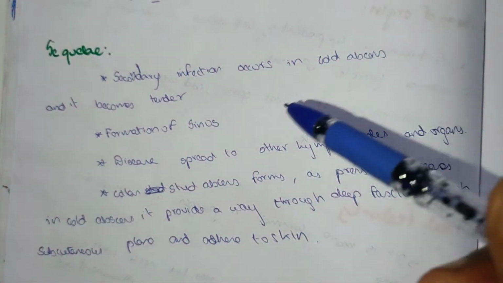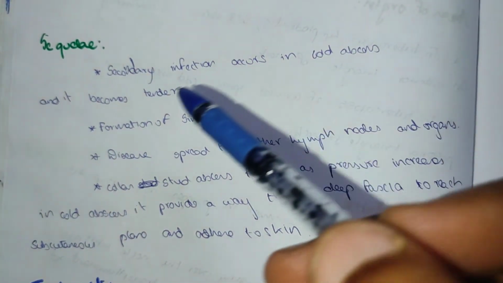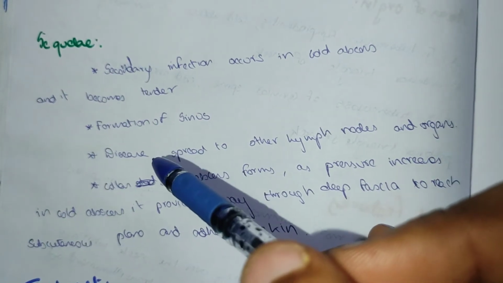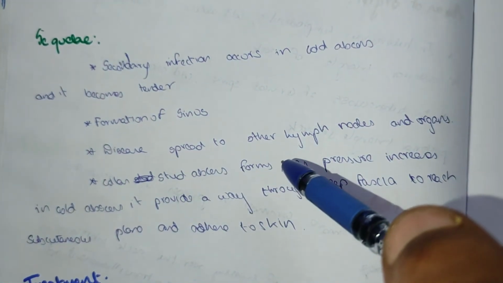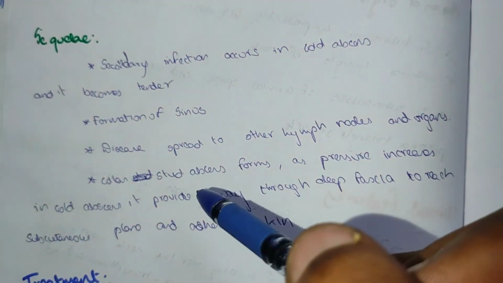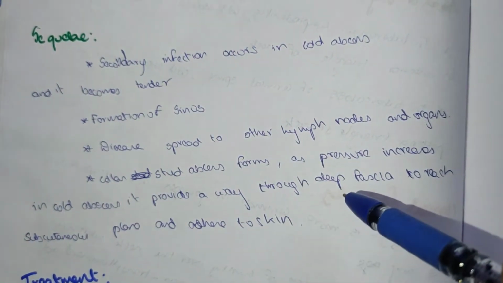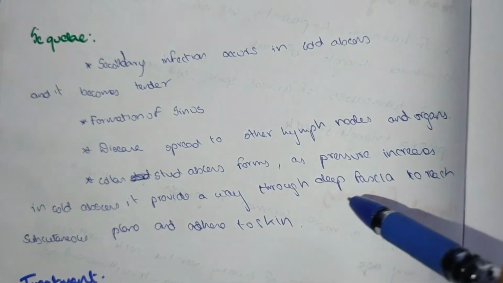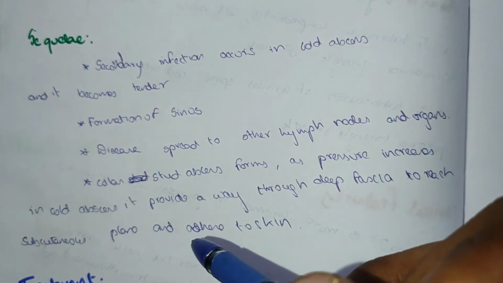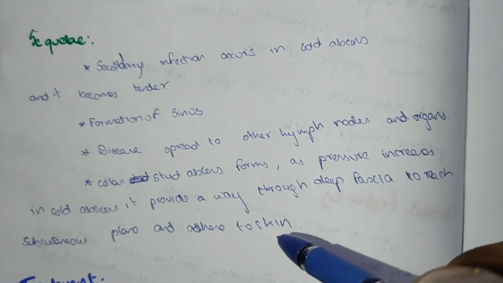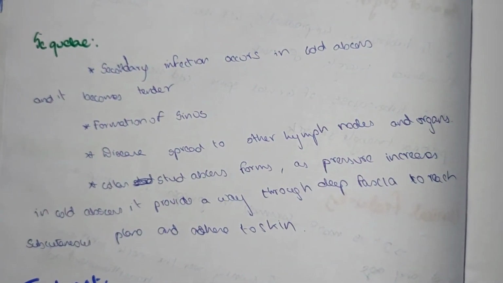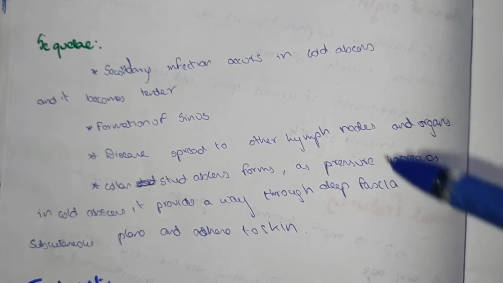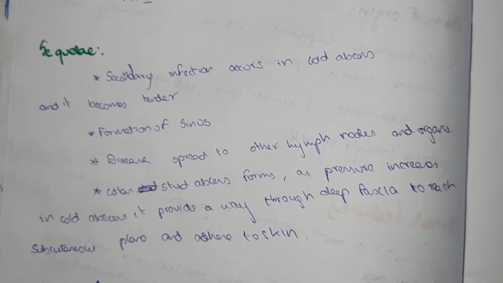Sequelae. Secondary infection occurs in the cold abscess and it becomes tender. Formation of sinus. The disease spreads to other lymph nodes and organs. The collar stud abscess forms when pressure increases in the cold abscess and it finds a way through the deep fascia to reach the subcutaneous plane and adhere to the skin. These are the sequelae of the cold abscess.